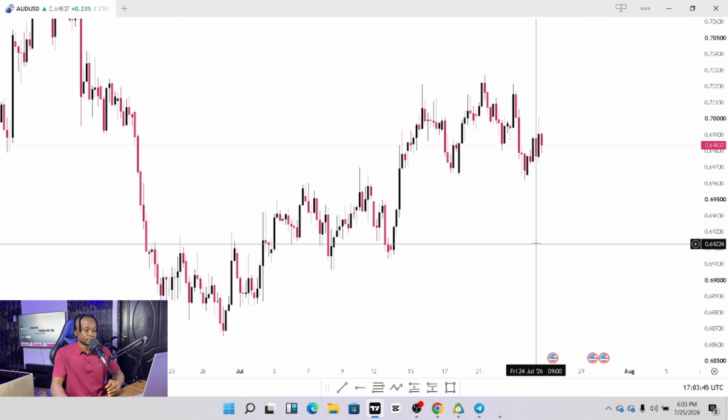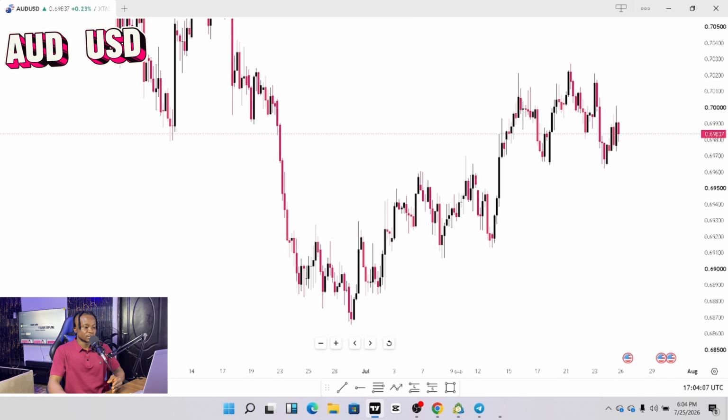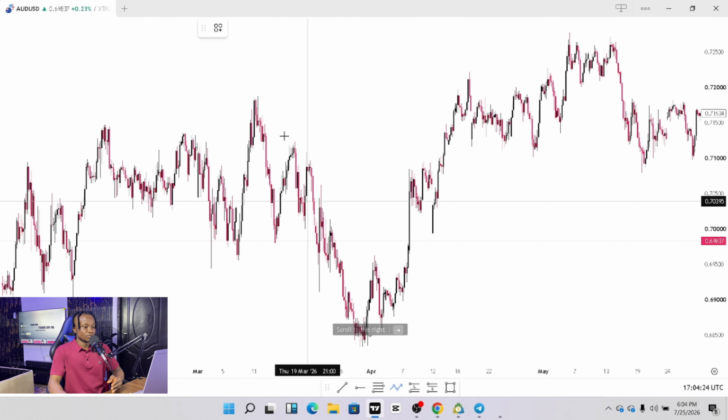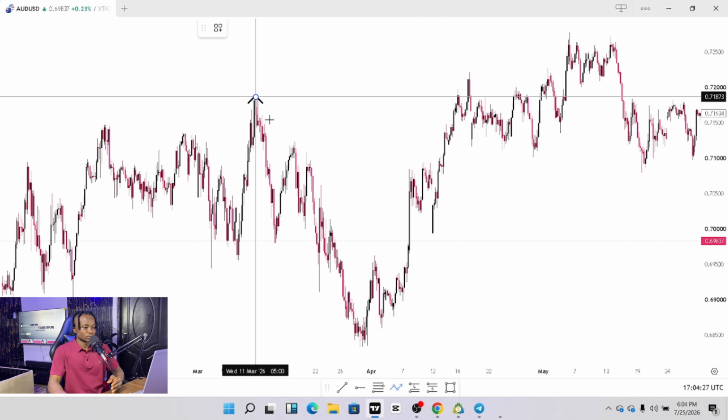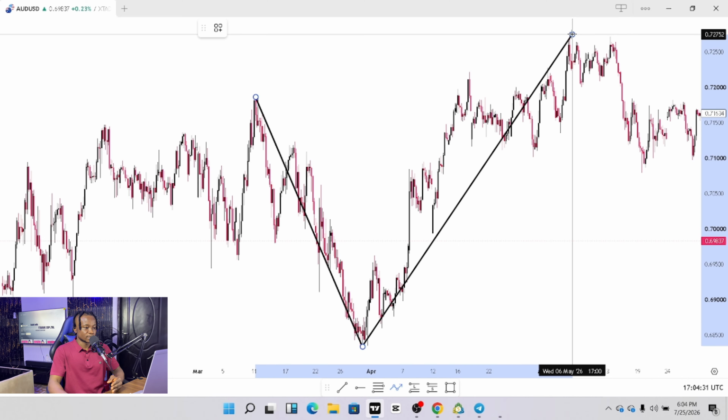AUD USD. Before we show you what we are looking to do on AUD USD, let's first take you to the past so you see where we are coming from, so you better understand where we are heading to. So AUD USD, if I squeeze this market a little bit, you can see that AUD USD pro structure pulled back here and broke structure to the upside.